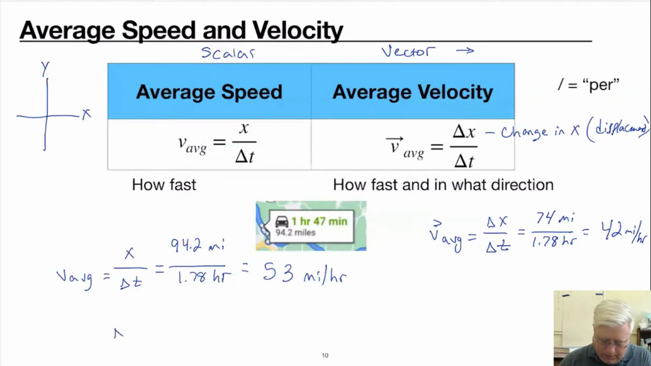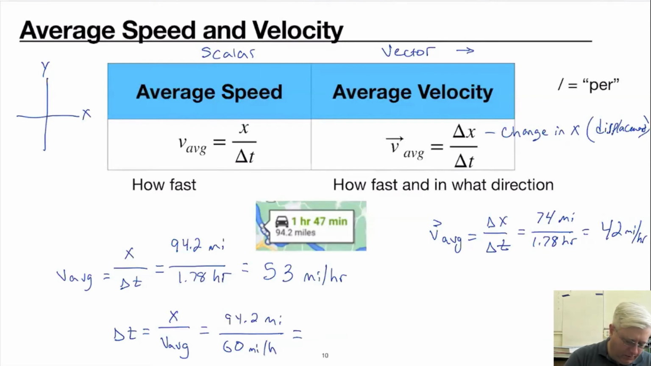So the time interval is going to be the distance traveled over the average speed. Pardon me, I have dyslexia, so I'll often write things backwards. The time it's going to take to get there is the distance you've got to drive, the 94.2 miles, over your average speed, so 60 miles per hour. If I do 94.2 divided by 60, I get about 1.57 hours.